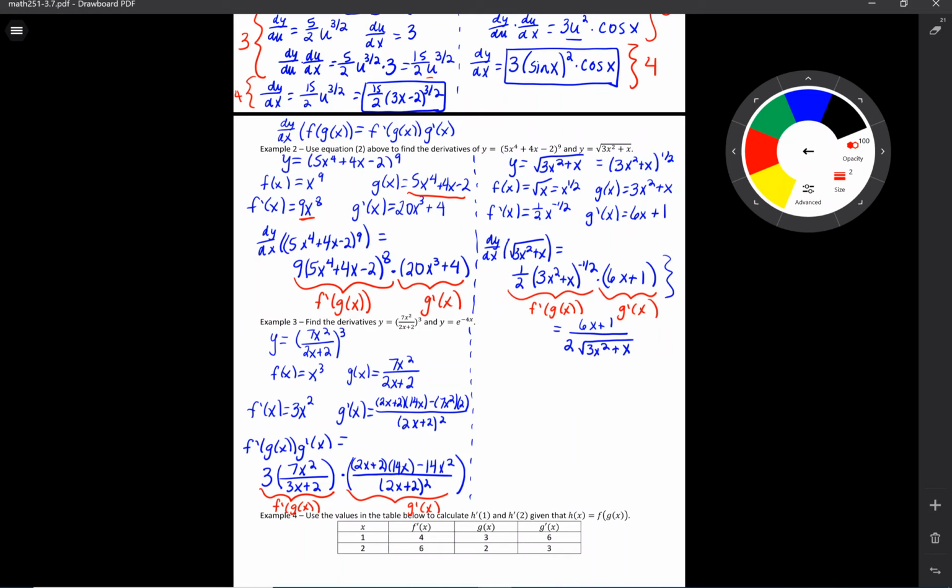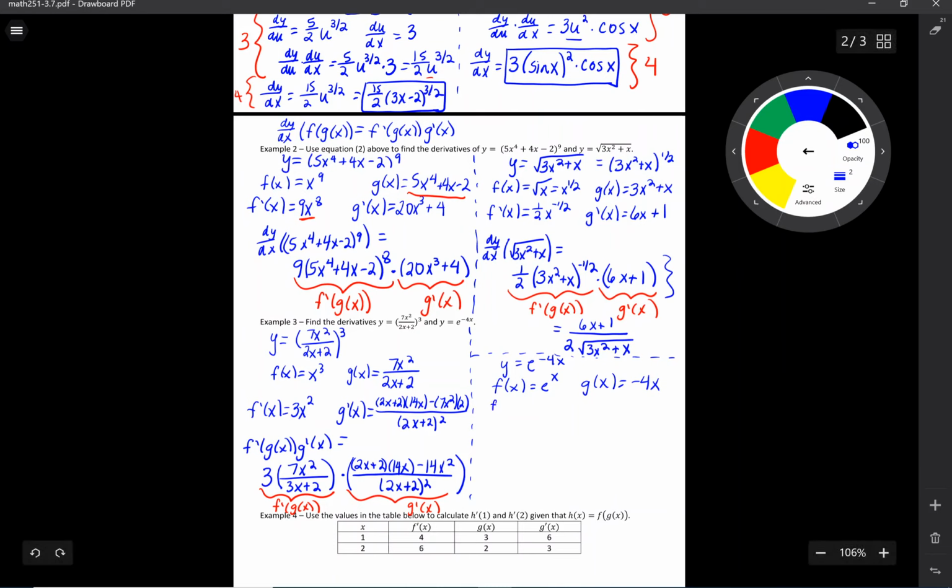All right, the next example was e to the negative 4x. Here, this is a little bit different because our outer function is no longer a power. It's actually our exponential function. So if I have y equals e to the negative 4x, here my f of x is e to the x, and my g of x is negative 4x. Again, if you're confused as to which function is the outer function and the inner function, play around with it for a little bit and test it out to see if you get the right function.